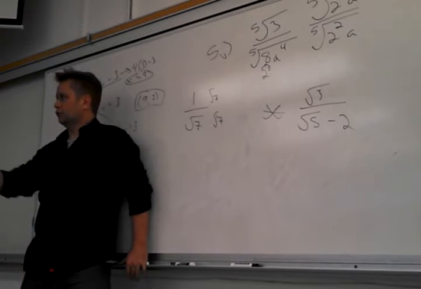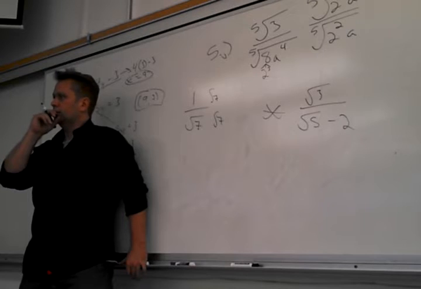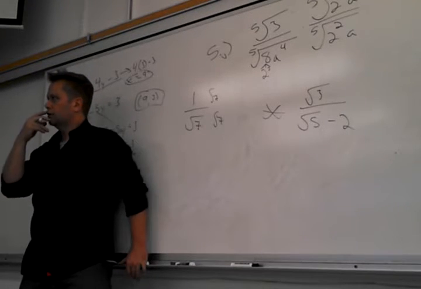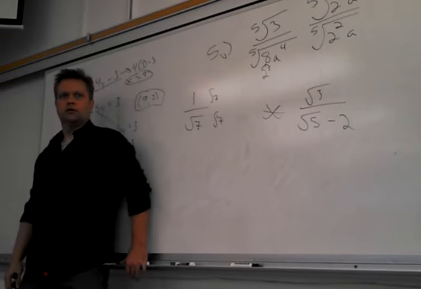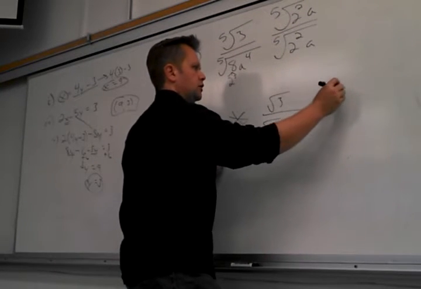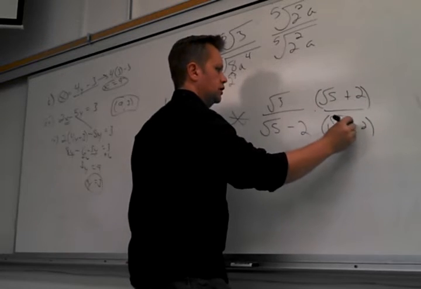Good. It's root 5 plus 2, and that's called the conjugate. If you've ever taken a foreign language, it's kind of like that word, conjugate your verbs. Yes, sir. Je suis. So you multiply by the conjugate, root 5 plus 2 over root 5 plus 2, top and bottom.